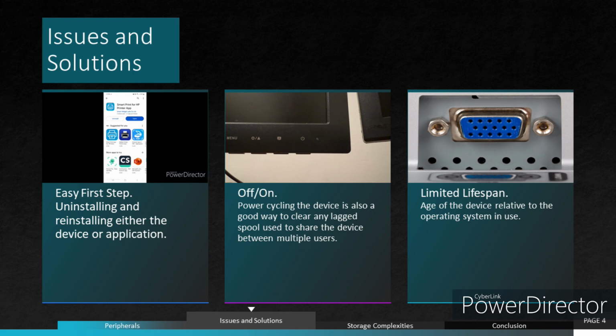Some of the ways to resolve these issues include uninstalling and reinstalling the device if you have the driver and software available. You can also try connecting to a different device to see if there are other issues with the main peripheral. Power cycling the device is also a good way to clear any lagged spool used to share the device between multiple users. And finally, consider the age of the device relative to the operating system in use.